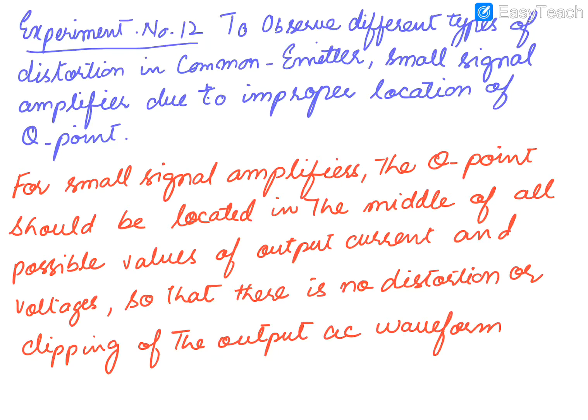Bismillahirrahmanirrahim. In experiment number 12, we have to observe different types of distortion in common emitter amplifier due to improper location of Q point or operating point. For small signal amplifiers, the Q point should be located in the middle of all possible values of VCE and IC so that the AC can be superimposed on this bias level without any distortion.